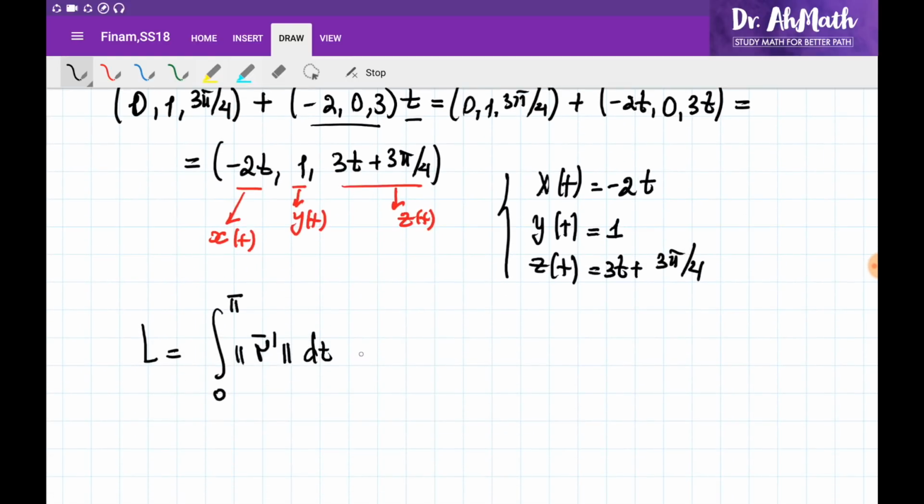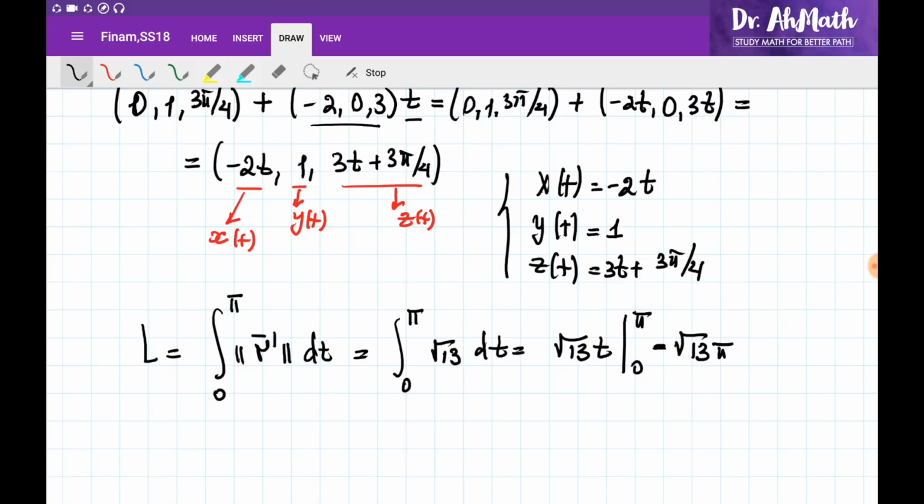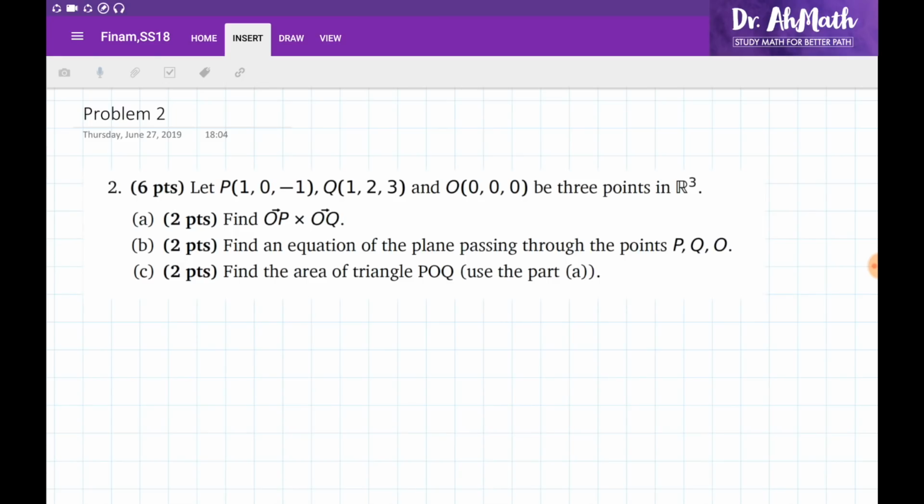And it appears we need to integrate the square root of 13 from 0 until pi with respect to t, which is going to be the antiderivative, square root of 13 t from 0 until pi. If I substitute the pi, it's going to be the square root of 13 multiplied by pi. And if I substitute the 0, it's going to be simply 0. Let's discuss the second problem.